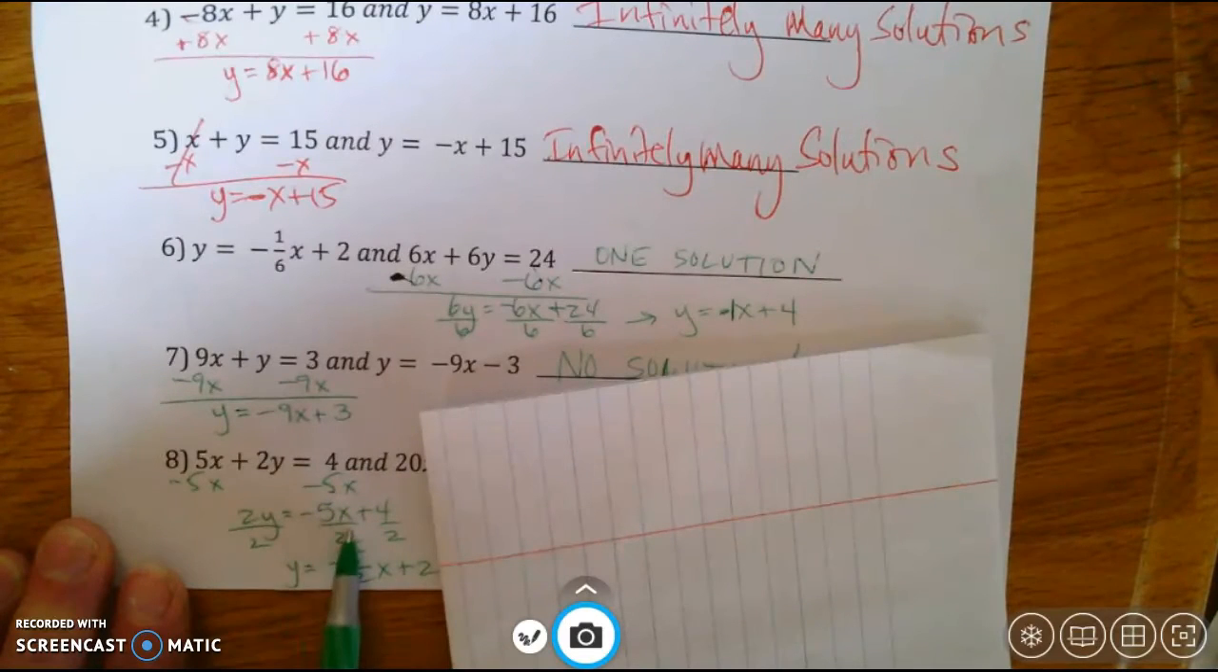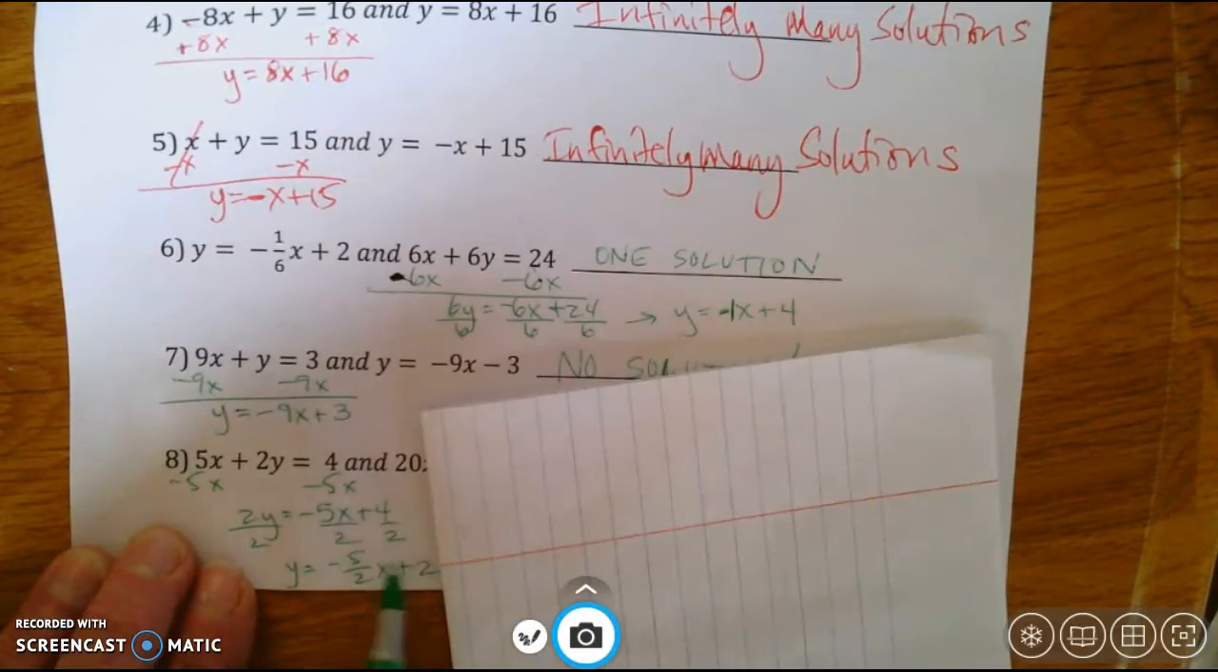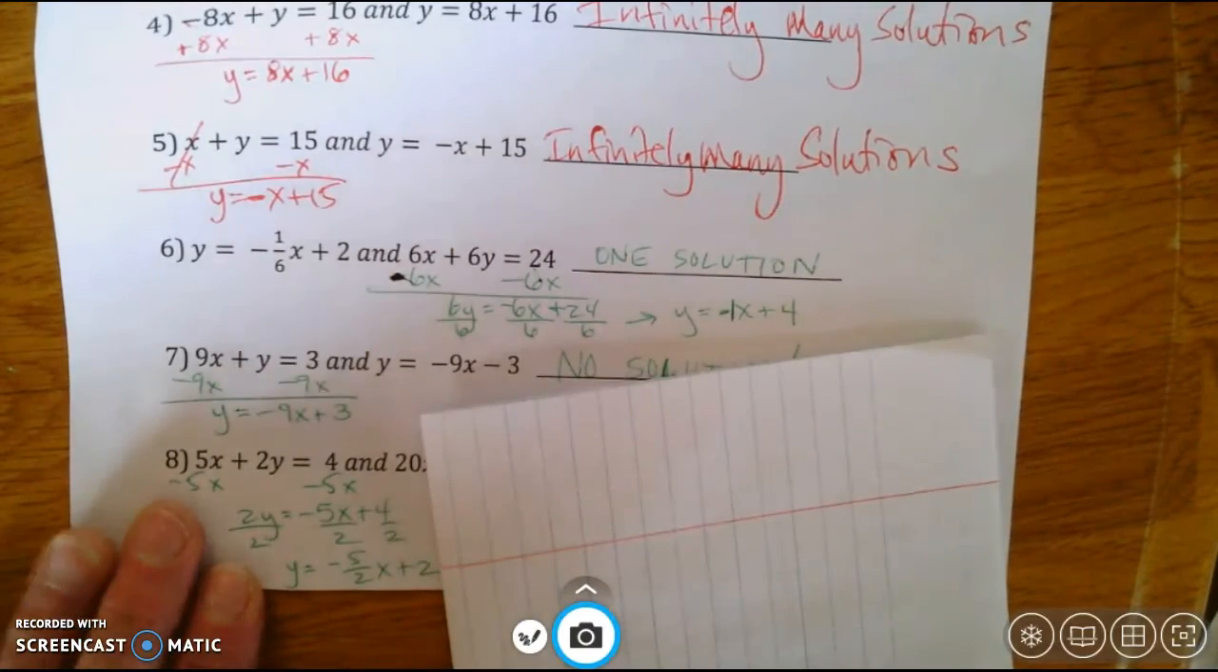Remember, if you have a decimal, it's best to change it back into a fraction. So as you can see, I just left it as a negative 5 halves x. The constant term can be divided. 4 divided by 2 is 2. So this is the equation that if we had graph paper and we wanted to actually go ahead and find the POI, this is what we would graph.